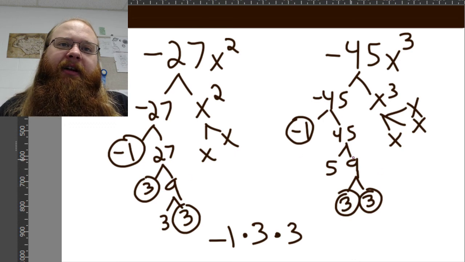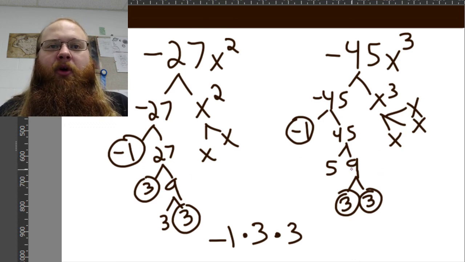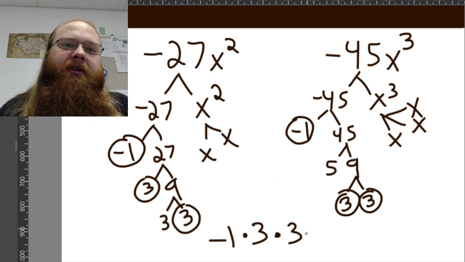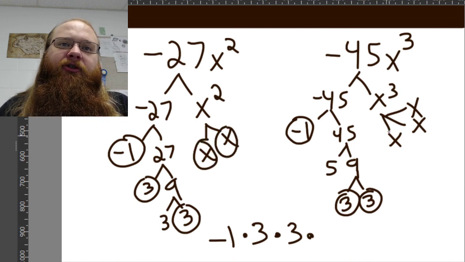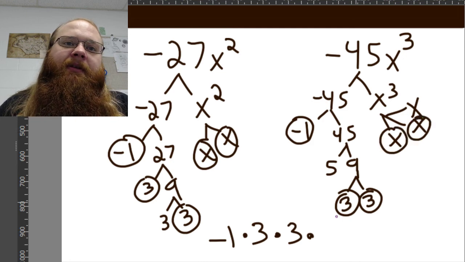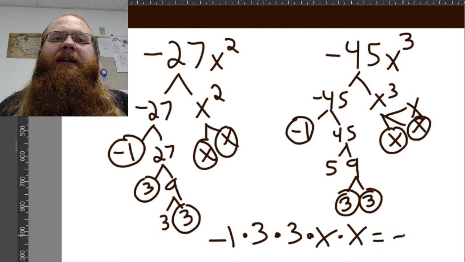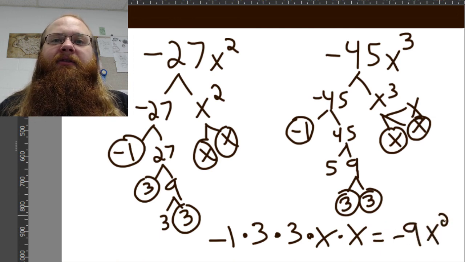Now, again, here's a prime example. Notice there's a 9 here and a 9 here. We are not circling them. We are only worried about our prime factors. And x squared and x to the third, 2 is smaller than 3, so we're going to be able to write down 2 x's. So, this means that our GCF is going to be negative 9x squared.